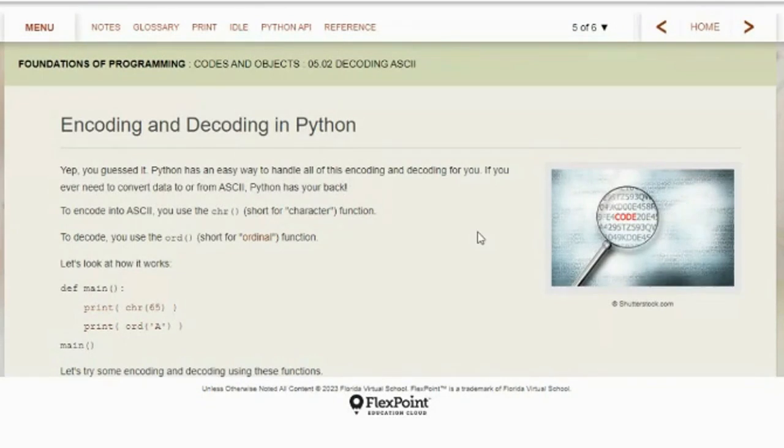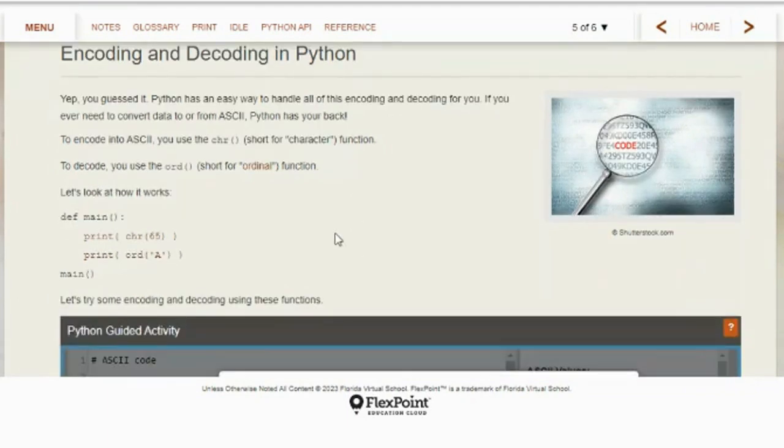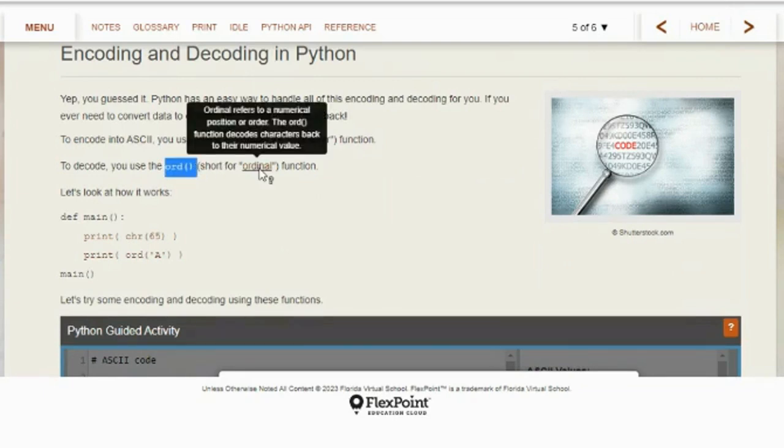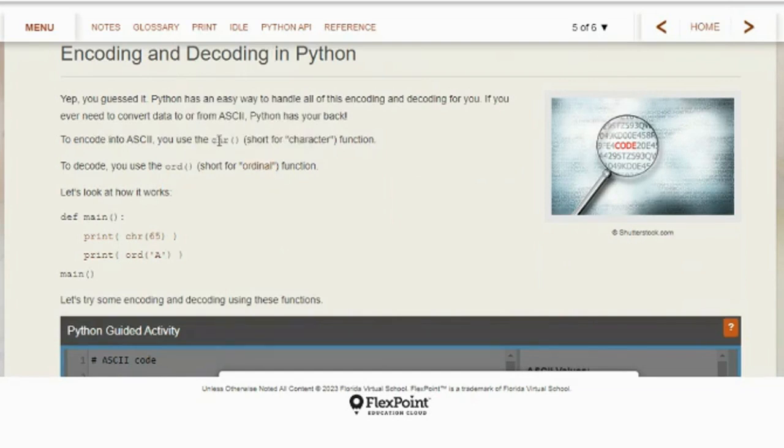Encoding and decoding in Python. So how do we do this in Python? Because that's what we're going to be doing this week. Python has an easy way to do this. If you want to put something into ASCII, you use chr, parentheses, short for the character function. Use the character function to encode into ASCII. And to decode, use ord, ordinal. Ordinal refers to a numerical position or an order. The ordinal function decodes characters back to their numeric value. So that's a convert back. So you can put something into ASCII by using the character function and back into numbers with ordinal.